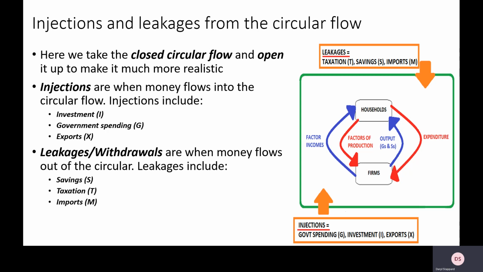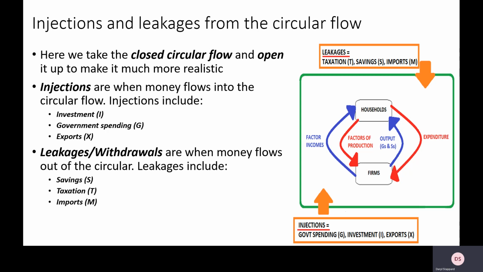Investment is spending by firms on capital goods. So if firms were to expand, build a bigger factory, buy more machinery, etc., then they will need more factors of production from households. This, of course, would then increase incomes, which would allow us to spend more money, which means firms have to produce more output across the economy.